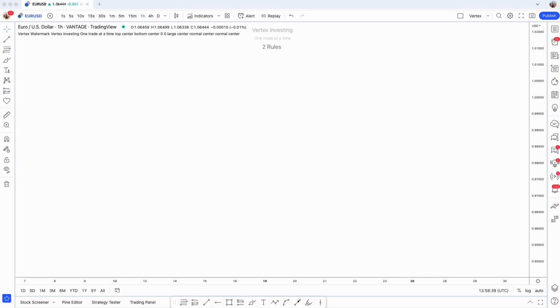We use it for our market direction, our bias. We also use it for our entries. So all our models, everything is based on these two rules. So let's explain what the two rules actually are.